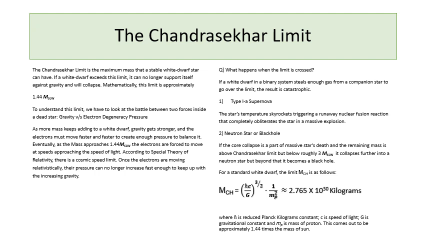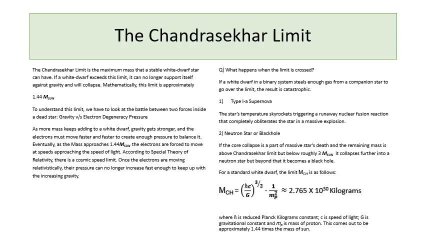If a white dwarf star exceeds this limit, it will not be able to support itself against gravity and will collapse. Mathematically, this limit comes out to be approximately 1.44 times the solar mass. Now we have to understand this limit in a good manner, and have a deep insight about it.